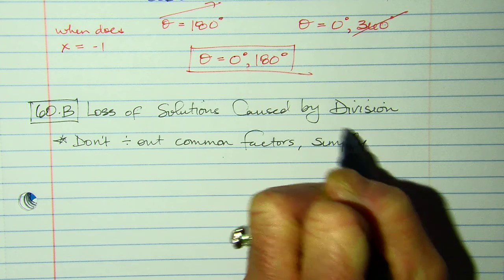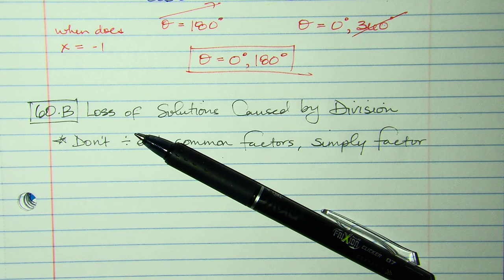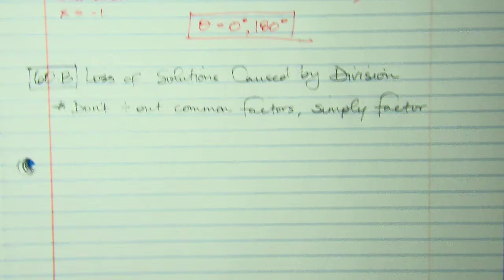Simply factor. Okay, so when we divide, things cancel. And if we cancel anything, then we're not going to be solving it completely. So don't divide, simply factor each problem.